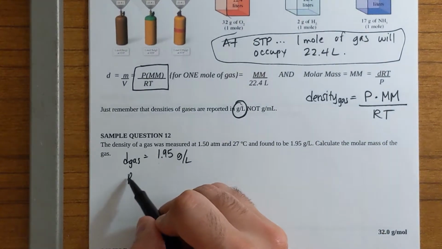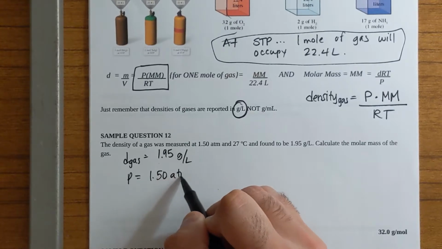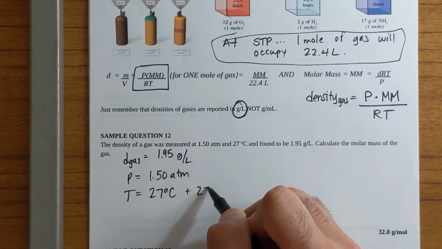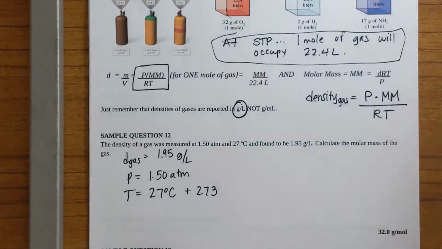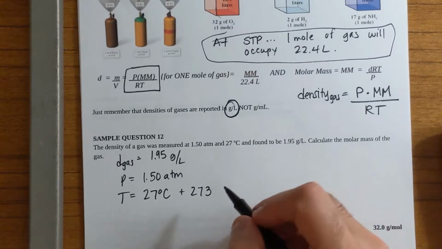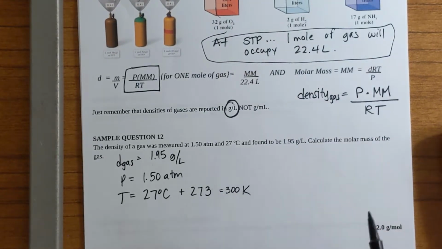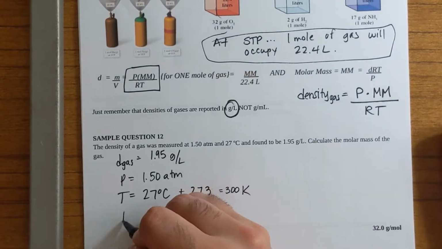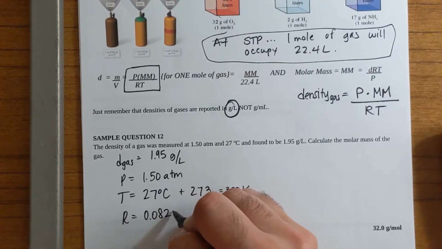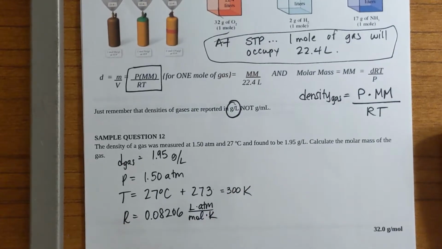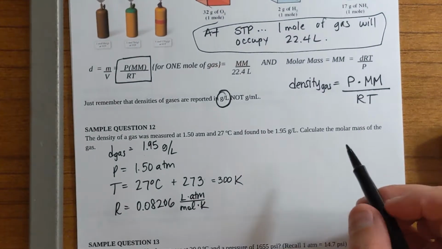And it says the pressure was 1.5 atmospheres and the temperature was 27 degrees Celsius, which remember, Celsius is no good. We got to convert that Celsius into Kelvin. So we add 273 and I get 300 Kelvin. Okay. And it says calculate the molar mass of the gas. And we know that R is 0.08206 liters times atmospheres per mole Kelvin. So all I'm doing is plugging and chugging this information into this equation.